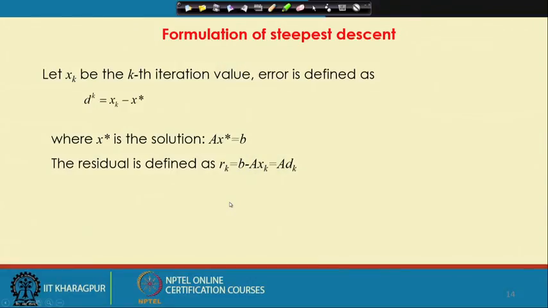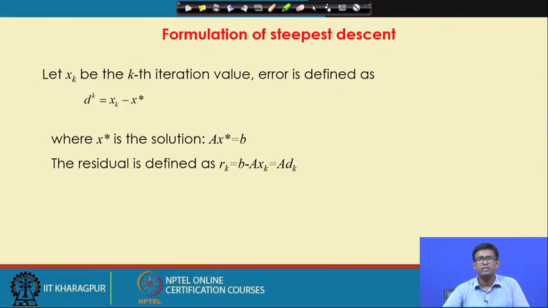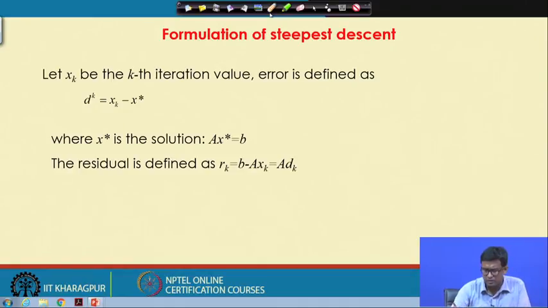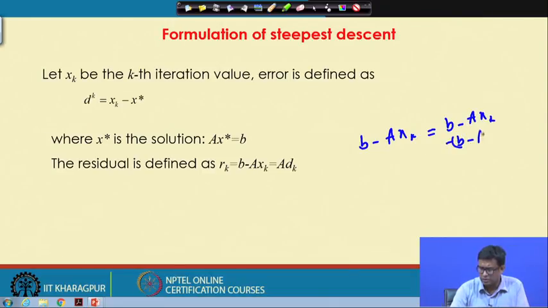The residual is defined as b minus A x k. If x k is equal to x star, we reach the right value, b minus A x is equal to 0. So, the residual is 0 when it is reached, otherwise it is a non-zero value, and we define the residual as b minus A x k, which is equal to minus A into d k. Why? Because b minus A x k is equal to b minus A x k minus b minus A x star, because this is 0.